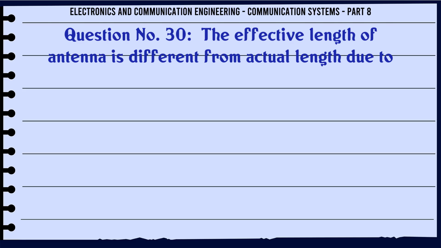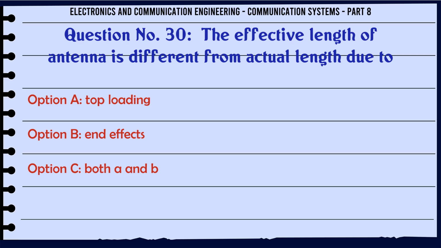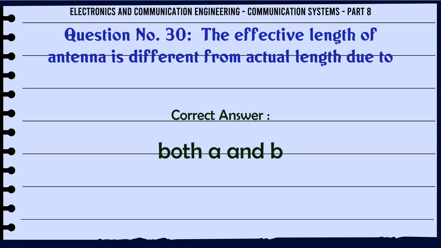The effective length of antenna is different from actual length due to A. top loading, B. end effects, C. both A and B, D. none of the above. The correct answer is both A and B.